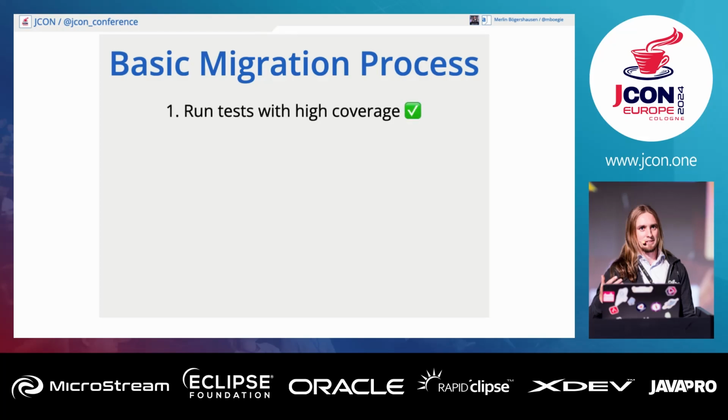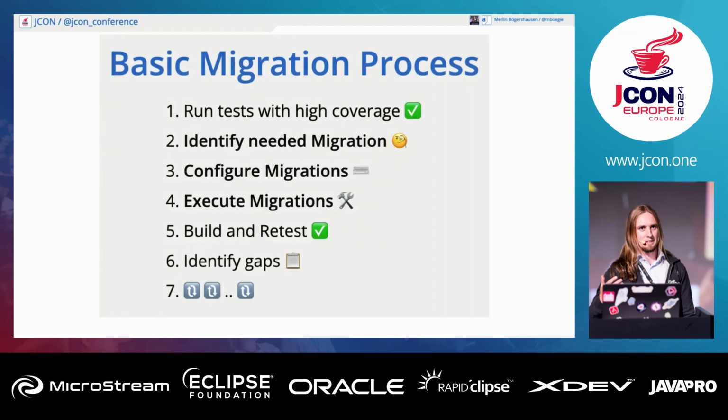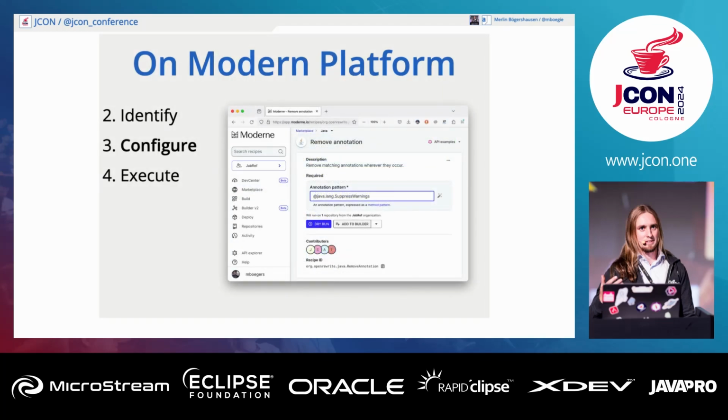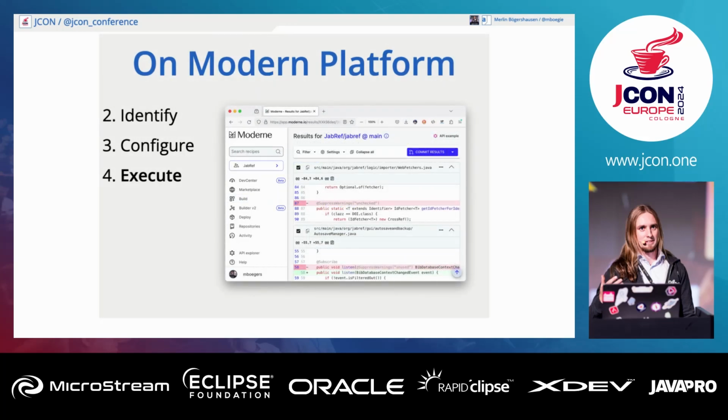We've seen the basic migration process. We identify what we need, we configure the migration, we execute the migration, and we rebuild it. These three parts, the middle parts, identifying, configuration, and execution, are the steps that we can do with Moderne or with Open Rewrite. Let us step through it. We can identify it in the Moderne platform with the marketplace, configure it with the widget, and run it and see the differences.